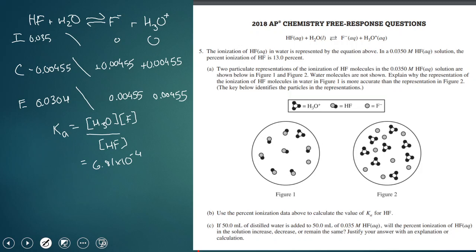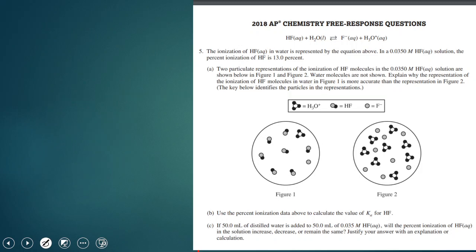Now, part C says, if 50 ml of distilled water is added to 50 ml of our solution of hydrofluoric acid, will the percent ionization increase, decrease, or remain the same? Justify your answer with an explanation or calculation. Okay, there's two ways to go about this. I'll show both ways. I should probably switch to the next slide so I can fit it.